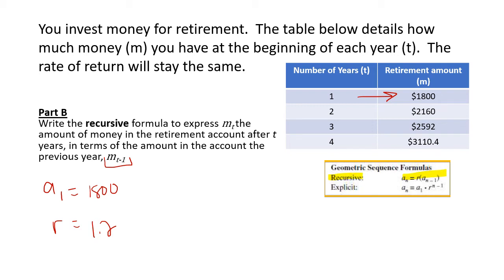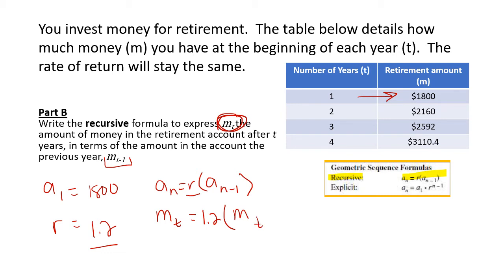I'm going to rewrite it over here and then we'll fill in the pieces. So a sub n equals r times a sub n minus 1. Notice though that in this problem it tells me to use m sub t. So I'm going to change the a sub n into m sub t. My ratio is 1.2. I'm just plugging that in. Instead of using a, we're using m. Instead of using n, we're using t. So I'm just changing the notation.